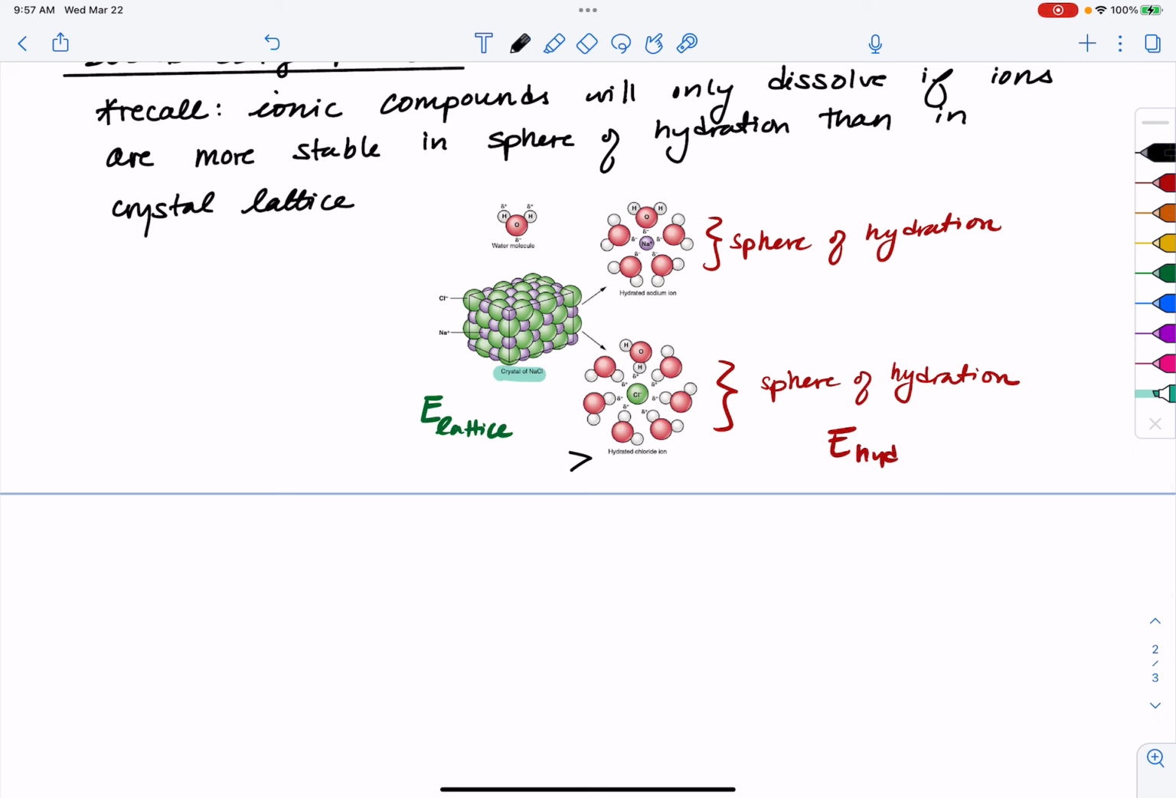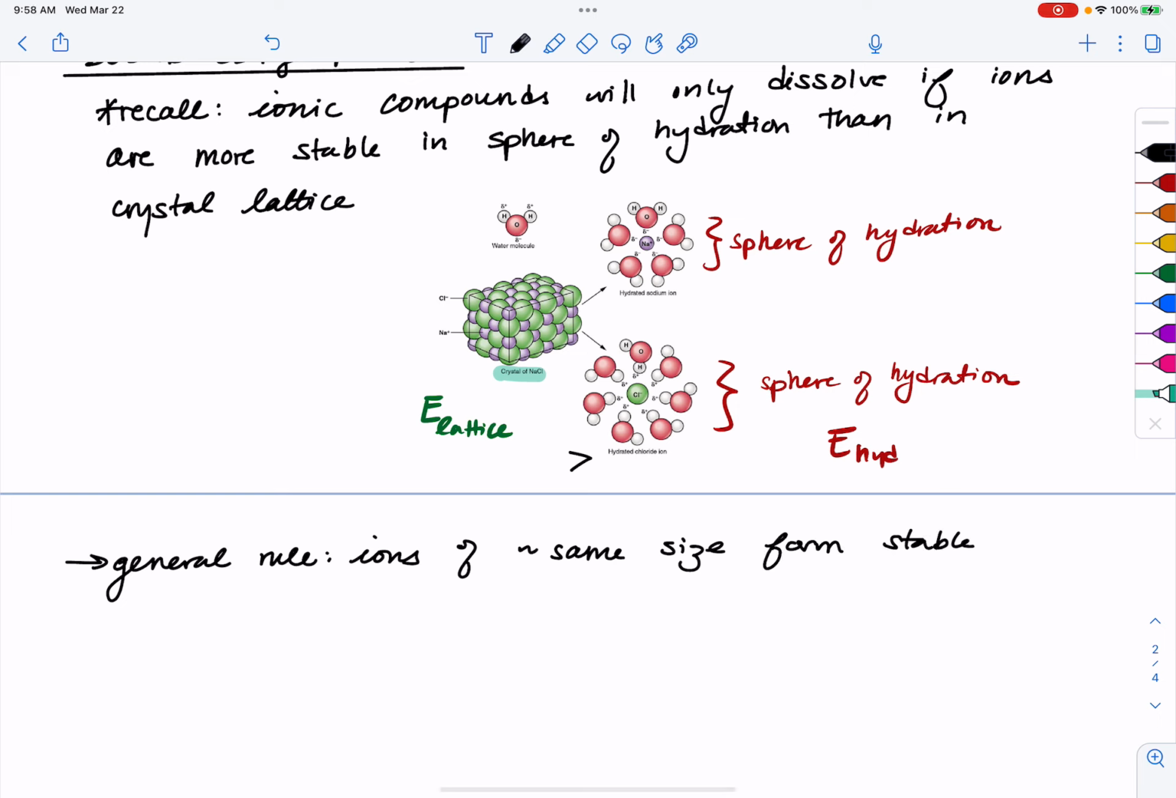And the general rule of thumb is that ions of roughly the same size form very stable crystal lattices, meaning it is harder to dissolve these more stable solids than it is ones that might be less stable in their solid form, like sodium chloride.